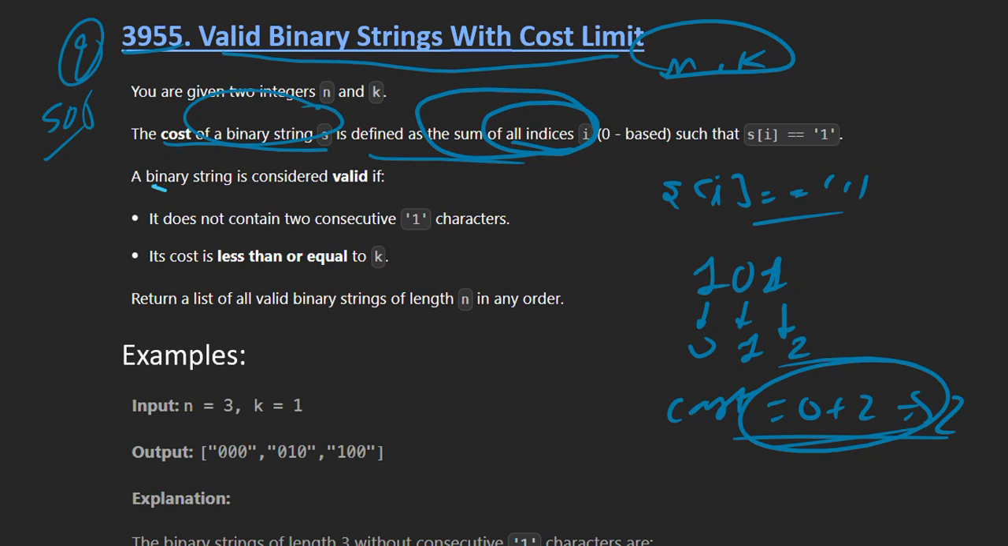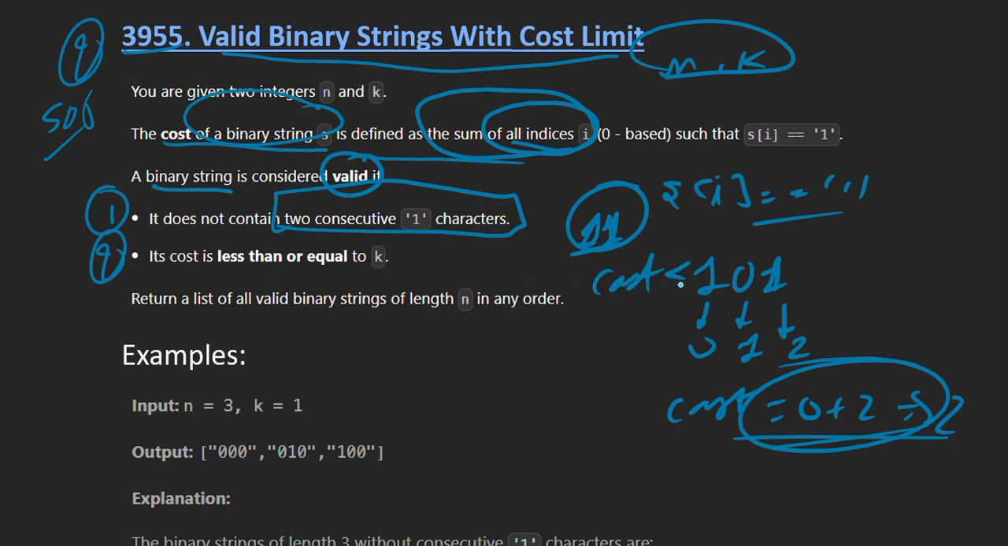And a binary string is said to be valid if the first condition is it doesn't contain two consecutive one characters, right? This is not valid because two consecutive ones are present. And the second condition is the overall cost should be less than or equal to k, right? So these are the conditions which make a binary string valid, right?